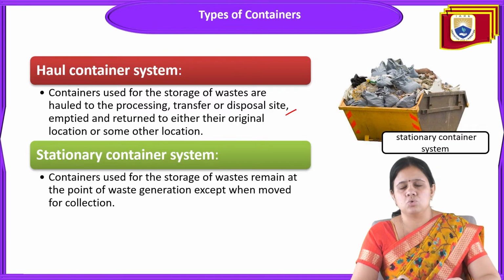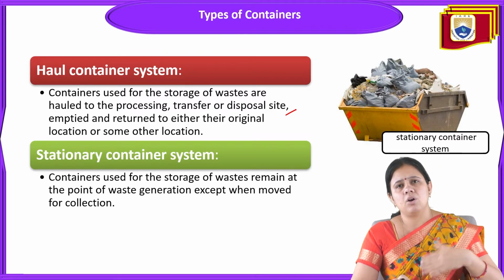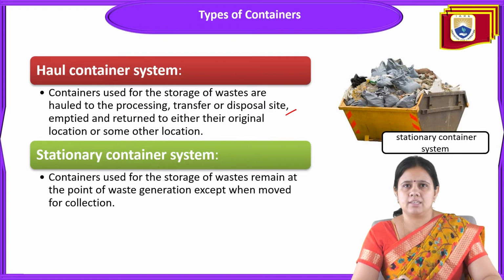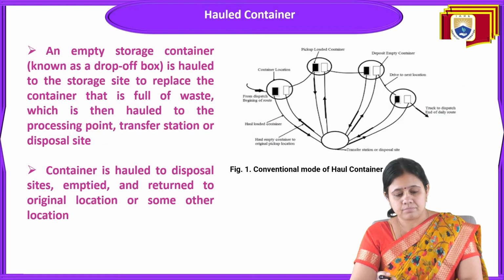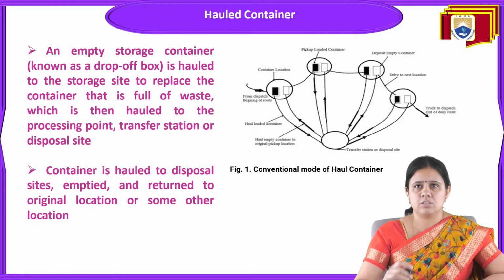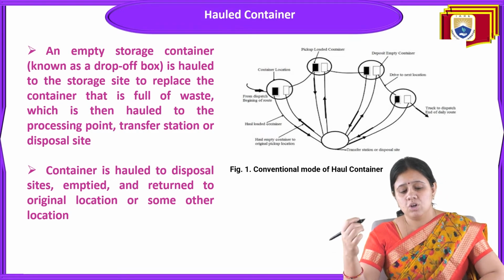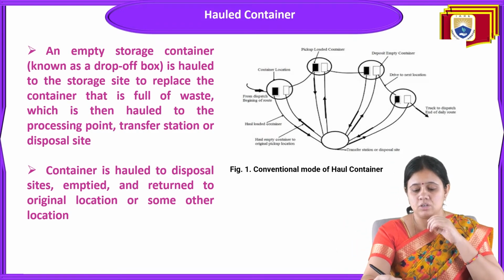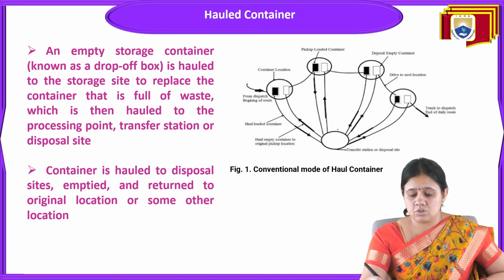In the haul container system, containers used for the storage of waste are hauled to the processing, transfer or disposal site. It will be emptied and returned back to its original location or some other location. So this type of route is followed by the haul container system. An empty storage container, known as a drop off box, is hauled to the storage site. For this, you can see the picture. This is the transfer station or disposal site.